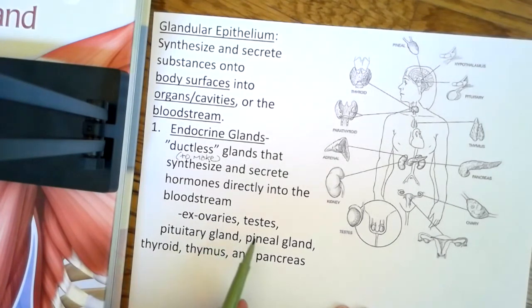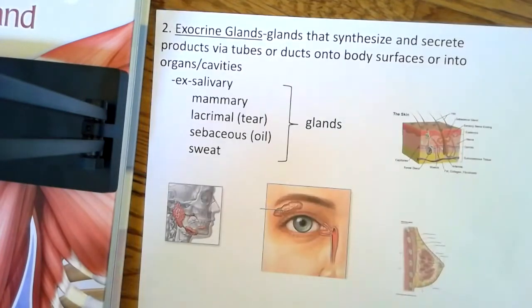All right, so your ovaries, testes, pituitary gland, pineal gland, thyroid, thymus, and pancreas are examples that do that. It's also the hypothalamus, parathyroid. There are several others on there specifically that do that, secreting into the bloodstream. And then exocrine glands, these are glands that are going to synthesize and secrete products via a duct or a tube onto body surfaces or into an organ or a cavity.